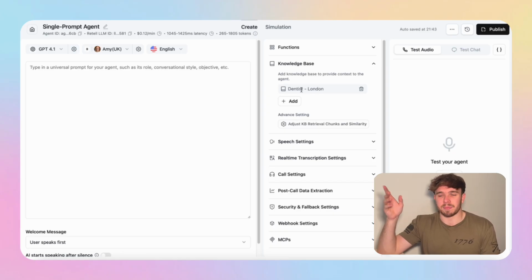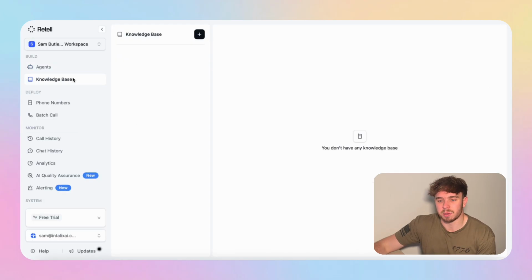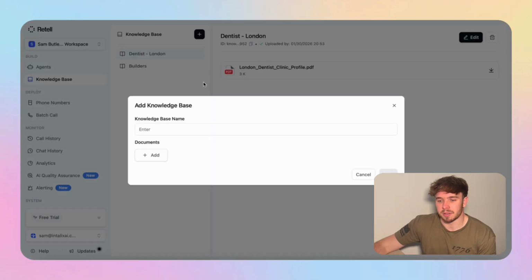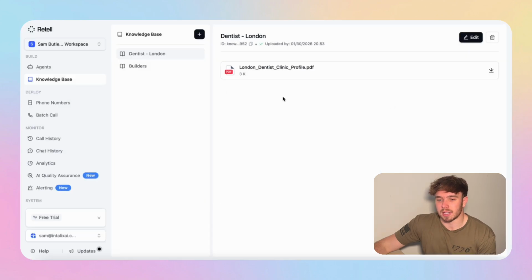Let ChatGPT do it. Download the PDF, and then if you click back on your home, and on your left here you've got knowledge base, add your knowledge base at the top. You would call it whatever you want to call it, add it there, and you would just upload a file like you see here. Obviously, as you can see, my dentist one here is there, and if I download it, you can see a bit about what it looks like.